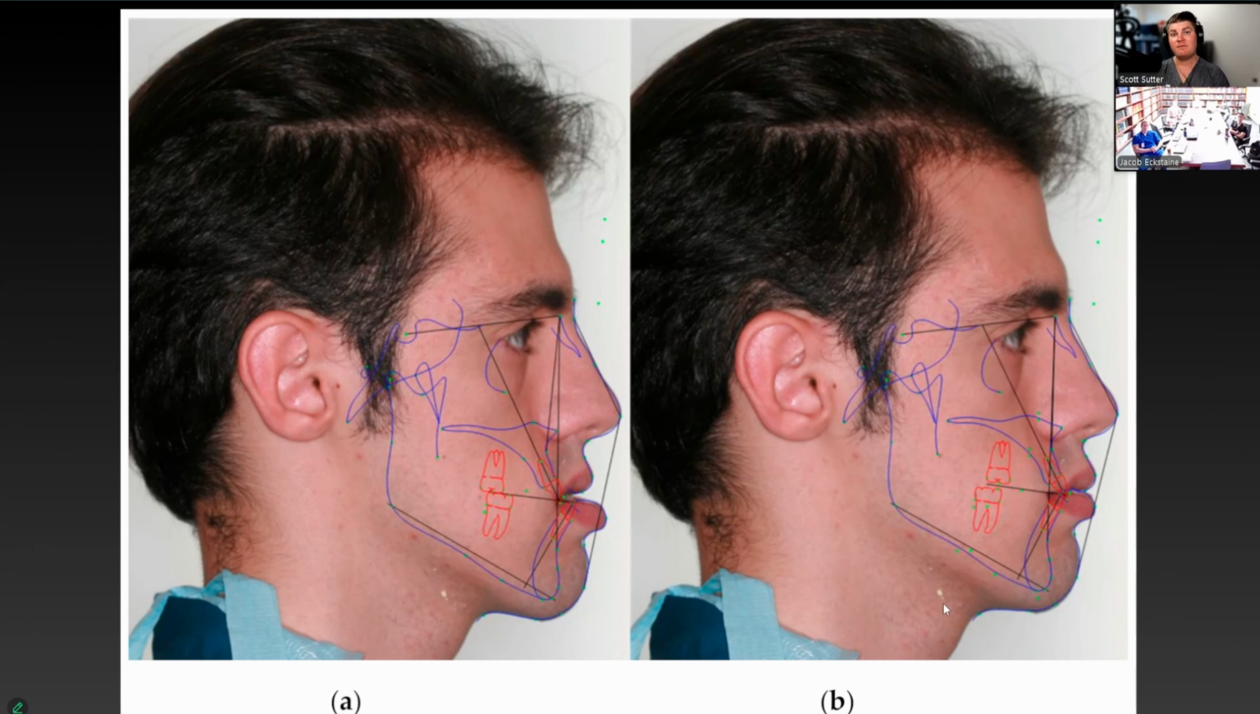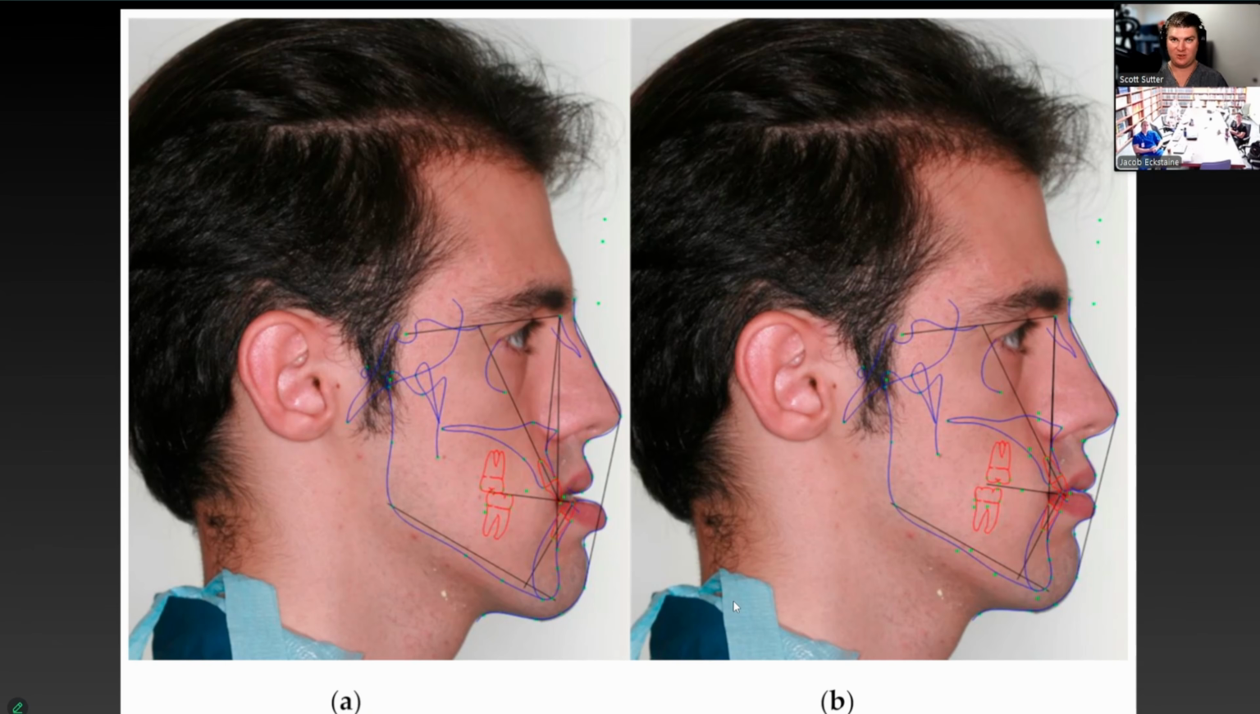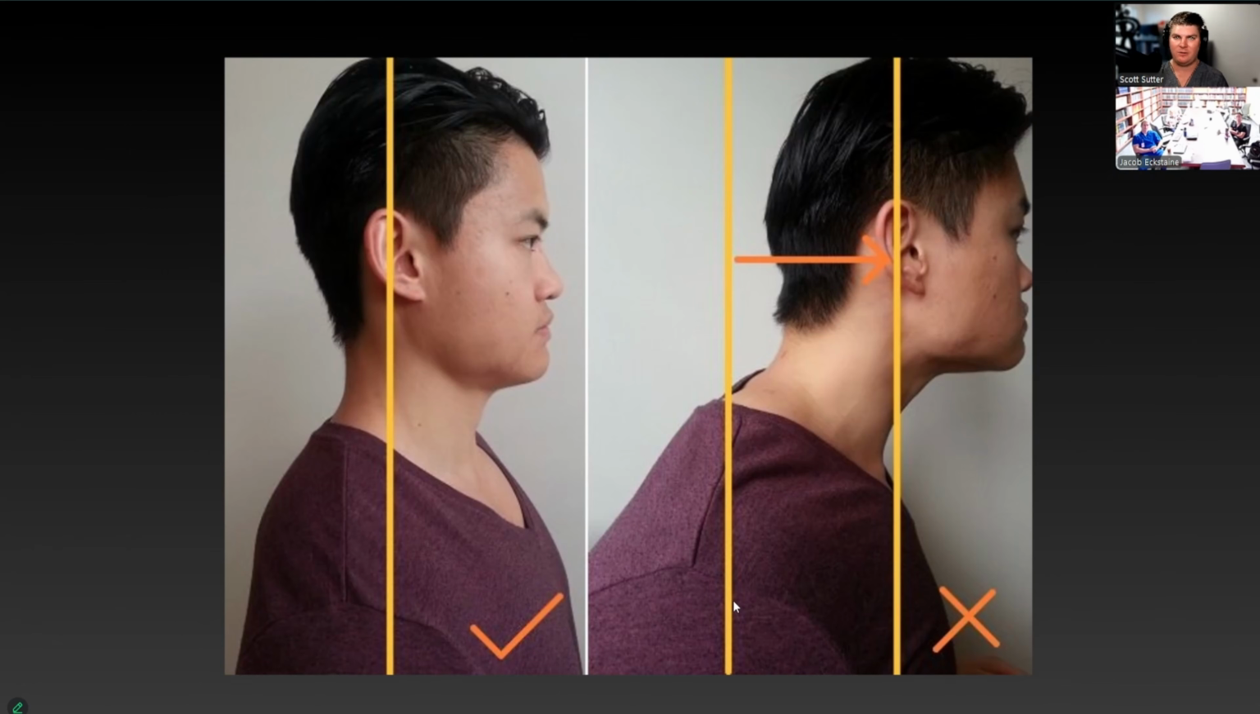But this doesn't take any additional time to add on to your exam, to take a look and see, is there a potential airway thing? And I'm sorry for doing this to you, because once you see it, you're never going to be able to unsee it, and it's going to drive you absolutely crazy how many people are walking around with airway issues.